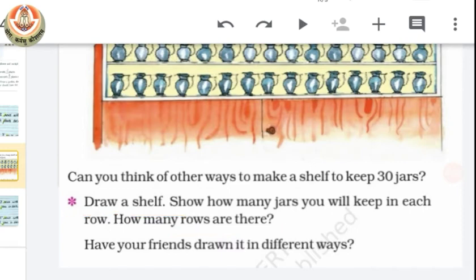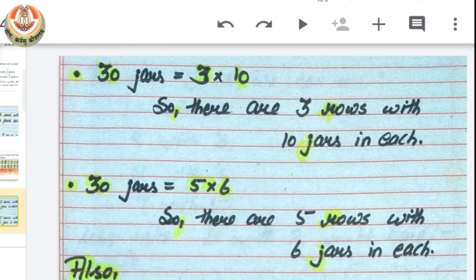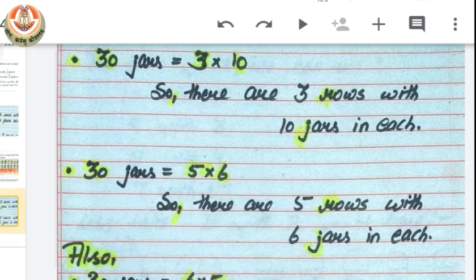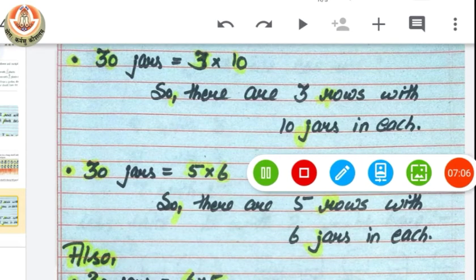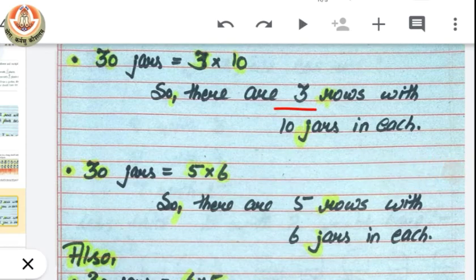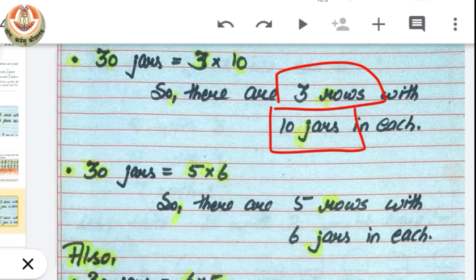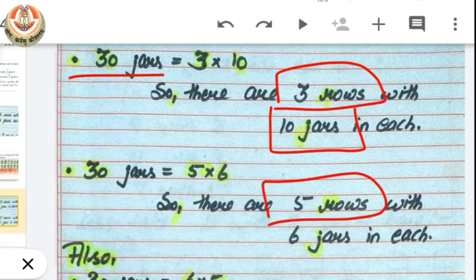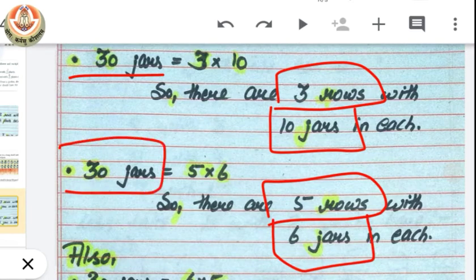Okay, now let's see what will be our solution or arrangement for 30 jars. For 30 jars, the first arrangement is when we make 3 rows and in each row there will be 10 jars. So it will be equal to 30 jars. But if we want to make the total number of rows equal to 5, then there will be 6 jars in each row. Then the total number of jars equals 30.